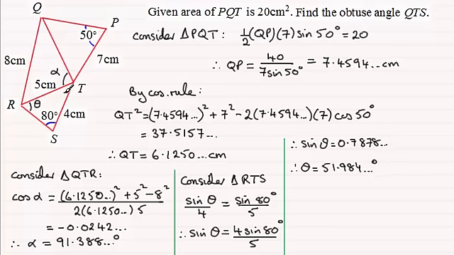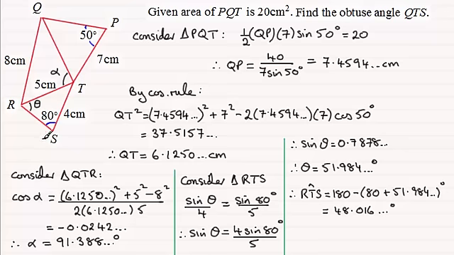So that allows us now to work out angle RTS, the third angle in this triangle. So therefore, we've got the angle RTS. Well, that's going to be 180 degrees minus the sum of the 80 degrees plus theta, which we've just seen is 51.984 and so on degrees. And if you work that out, what you end up with is 48.016 and so on degrees. So we've got angle RTS now. So we're nearly there. To get angle QTS, I've just got to add this angle to alpha.